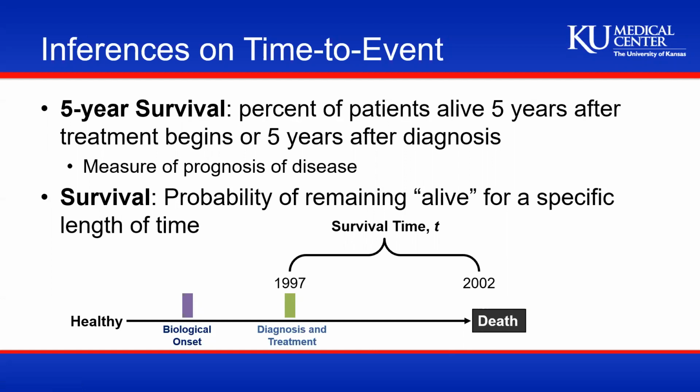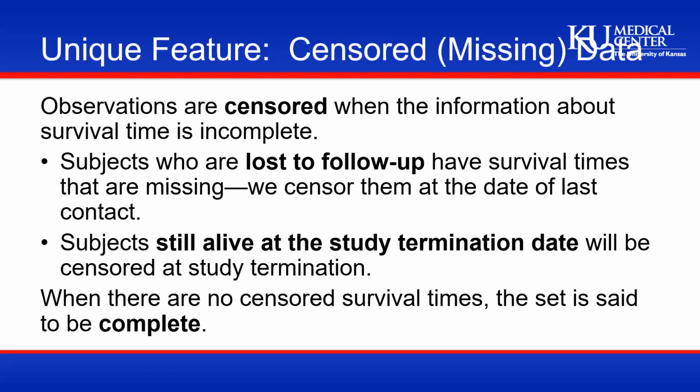So 5-year survival simply describes the categorical aspect of survival analysis. It describes the percentage of patients alive 5 years after treatment begins, or 5 years after diagnosis, 5 years after exposure, and it's a measure of prognosis of a disease. Survival itself, just the term survival, has to do with a probability. It's the probability of remaining alive or event-free for a specific amount of time. And you often see that described with those Kaplan-Meier curves, which we'll show you in a moment.